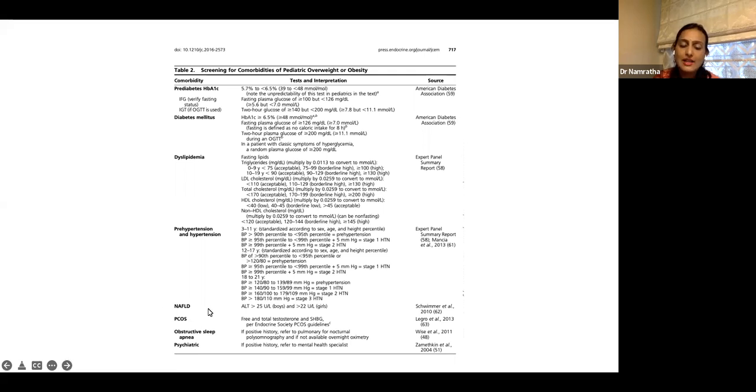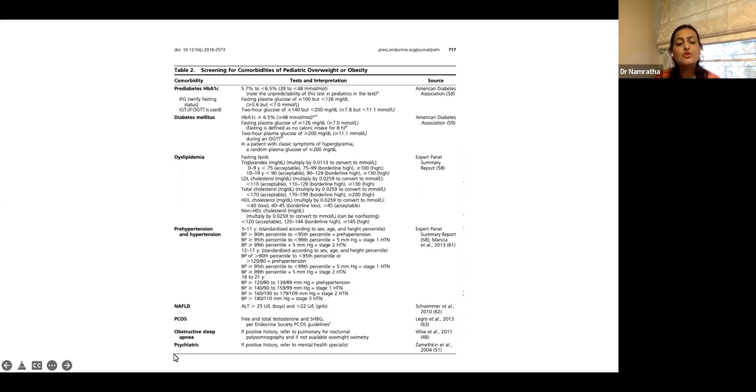Non-alcoholic fatty liver disease is diagnosed when an SGPT is more than 25 units in boys and 22 units in girls. This can give rise to various symptoms like abdominal pain, fatty liver, and it can lead to gallstones and symptoms related to that. PCOS should be suspected, especially in adolescent girls with obesity who present with irregular menstrual cycles or menstrual dysfunction. They can be screened with free and total testosterone levels.